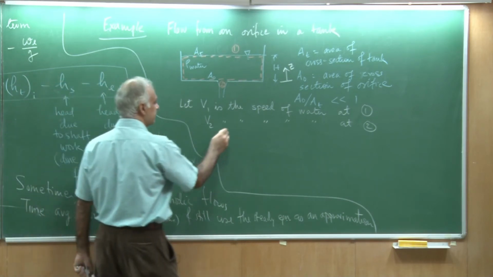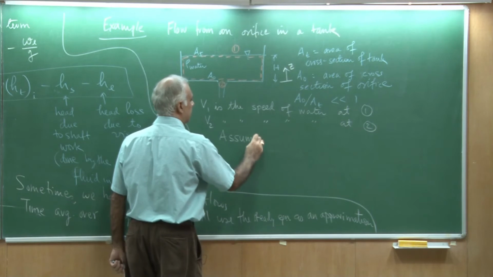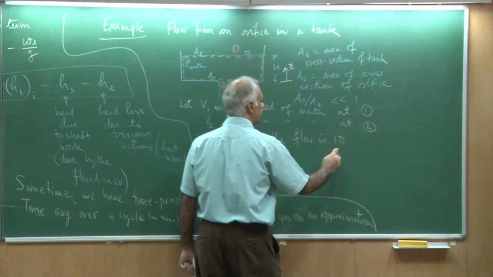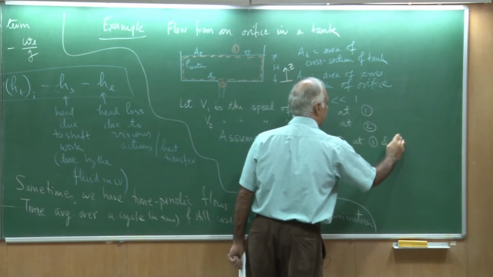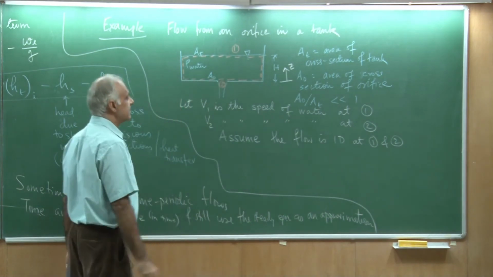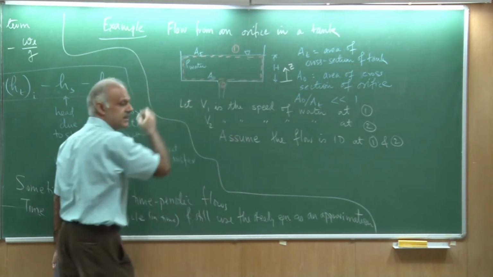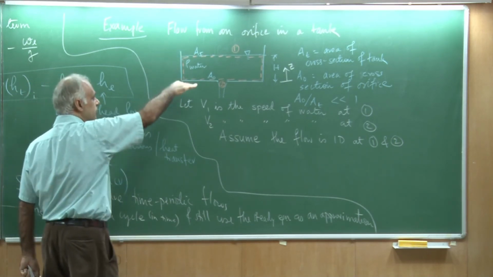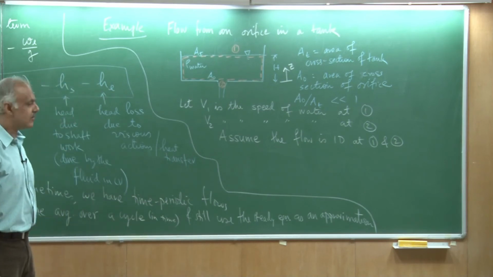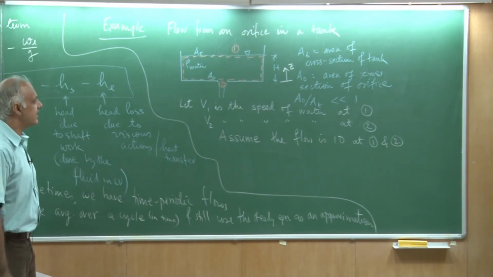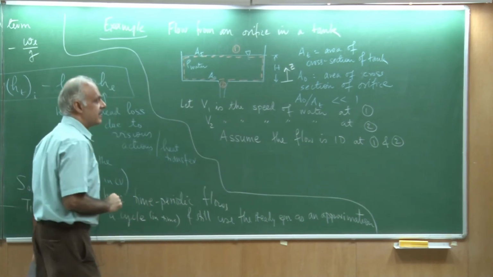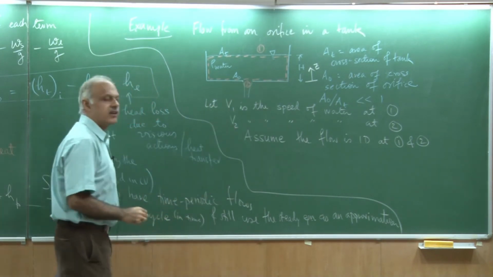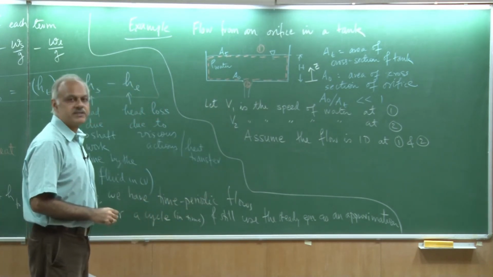But we will assume the flow to be one dimensional. The flow is one dimensional at 1 and 2. What that means is that V is constant across the free surface. So the entire free surface moves down with the same speed. There is no variation in the height of the column, there are no local variations. And similarly, V2 is constant across the area of the orifice.